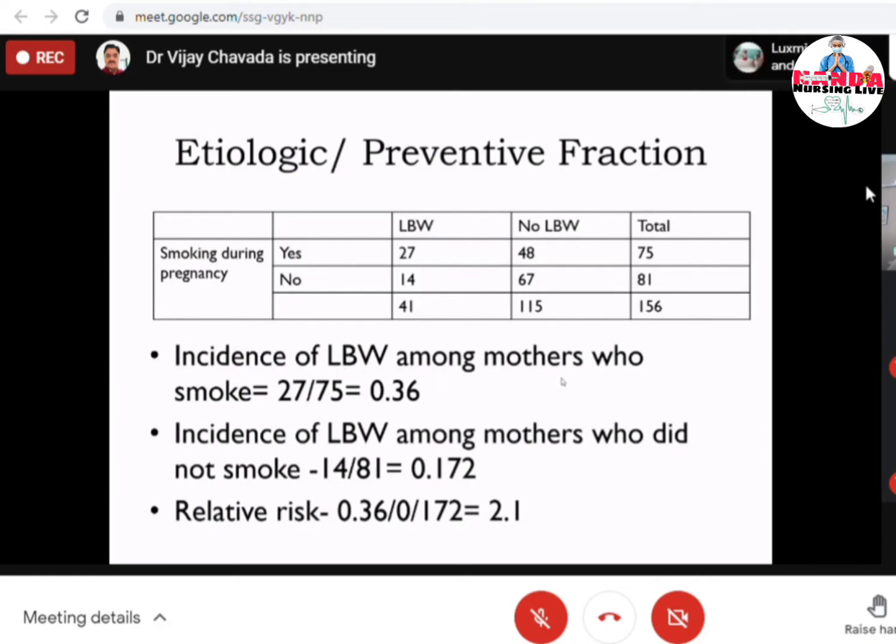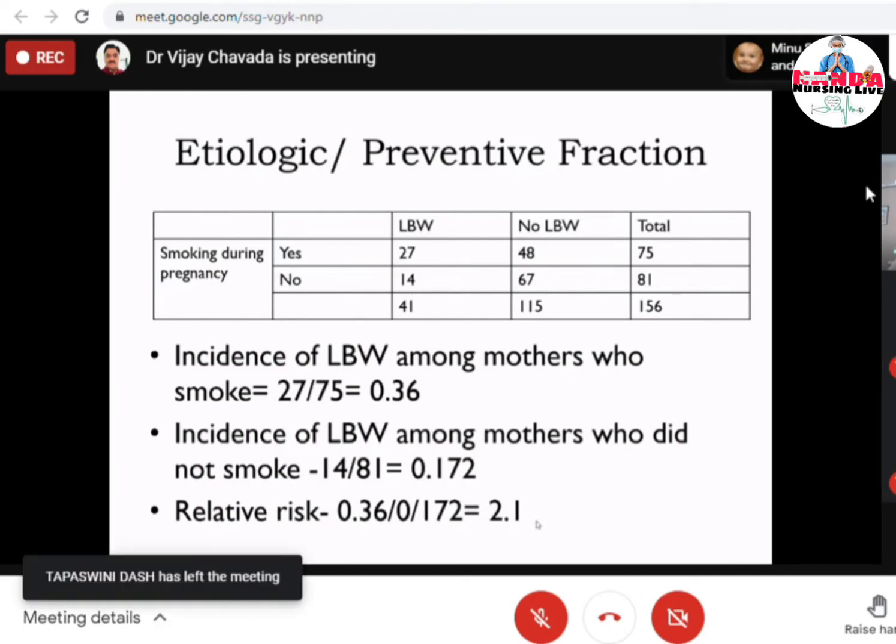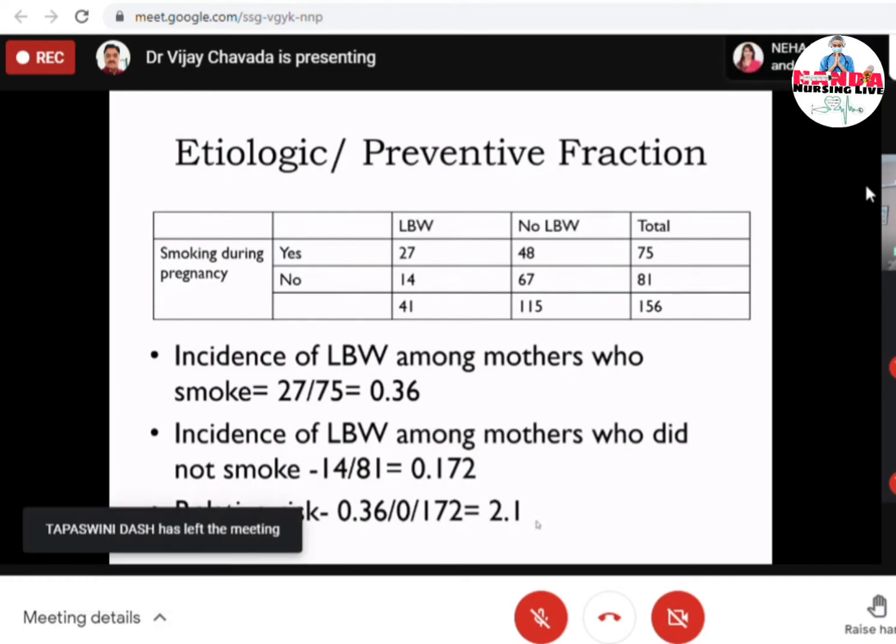So here we calculate low birth weight among mothers who smoke. So it is 27 divided by 75, 0.36. Low birth weight among mothers who did not smoke, it is 0.172, and the relative risk is 2.1. So there is a 2 times higher risk of development of low birth weight if the mother smokes during pregnancy compared to not smoking during pregnancy.